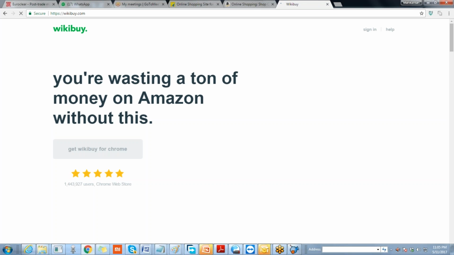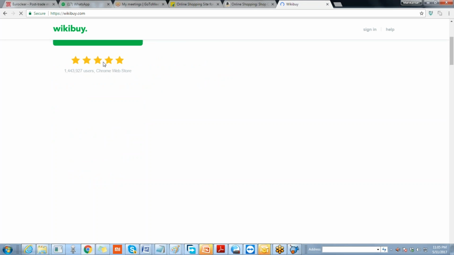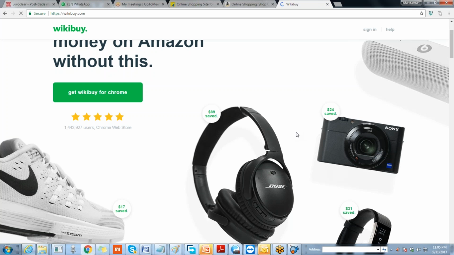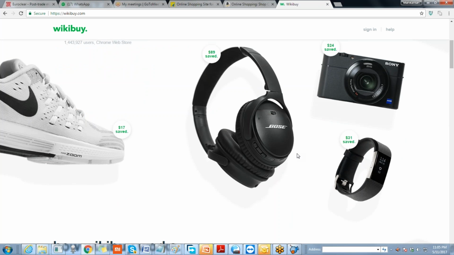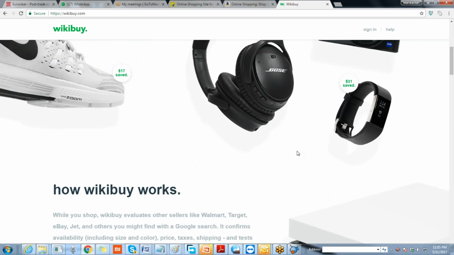So with this one, don't waste your time and energy. You don't need to search for a product. You don't need to do anything. Just go to Wikibuy. It will automatically suggest. There are so many users. For example, it will search across the globe where you will get the same product at a much cheaper price. You don't need to go for a deal program or a promo code or anything.